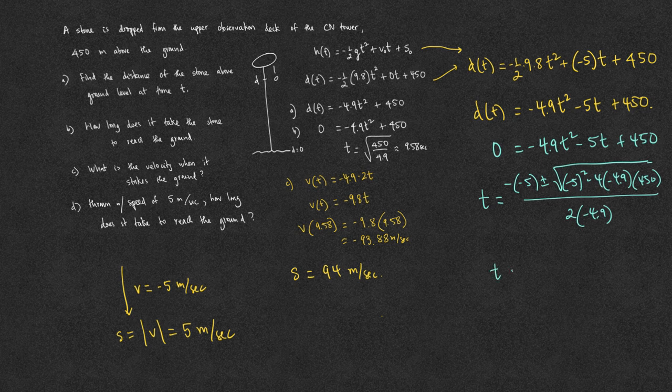We will have two solutions. One is negative and one is positive. Plug this into a calculator to obtain the positive solution. We will get 9.087 seconds. So yes, if it is being thrown downward, then it reaches the ground faster, just a little bit faster, about 9 seconds after it is thrown downward.